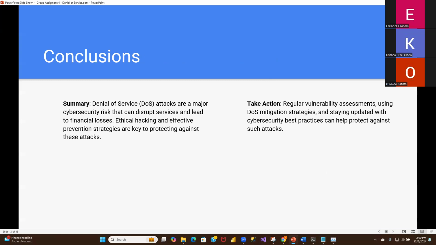In conclusion, denial of service, like I mentioned before, the goal is not to steal data. The goal is to take the service offline. So it's a very harmful attack if a service cannot afford to go offline. That would be very harmful for the service and the corporation. So it's important to perform regular vulnerability assessments using DoS mitigation strategies and stay updated with cybersecurity best practices that can help against such attacks.